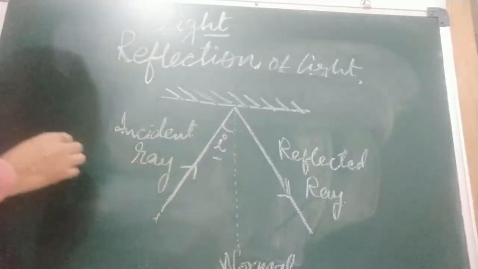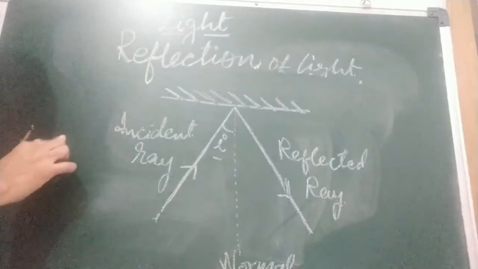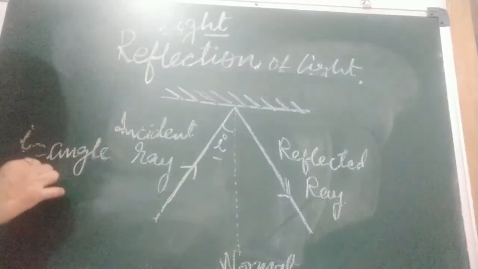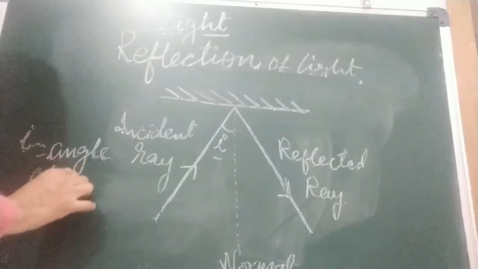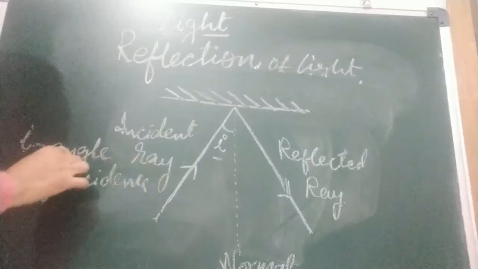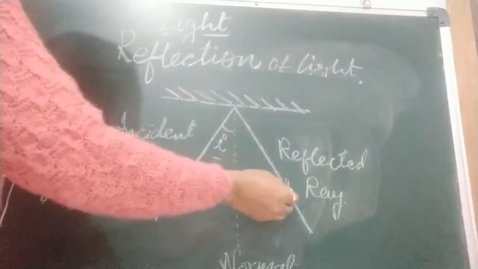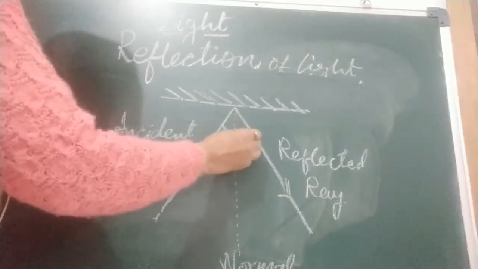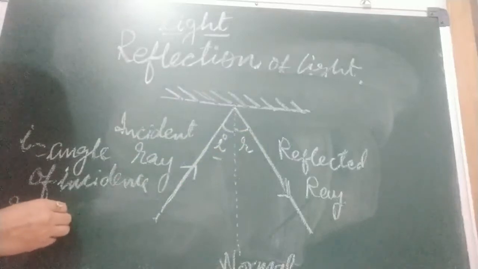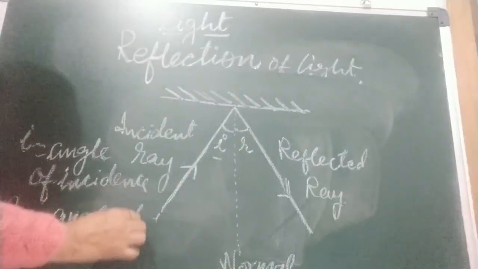What do we call this? Angle of incidence. And the angle between the normal and the reflected ray is called the angle of reflection. This is small r, angle of reflection.